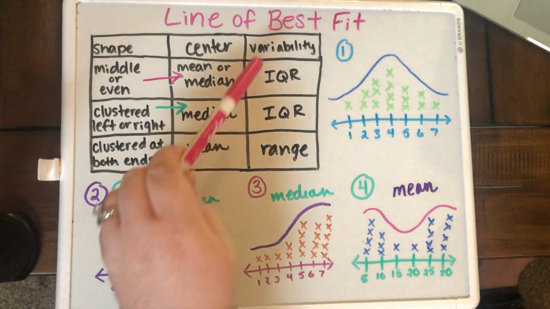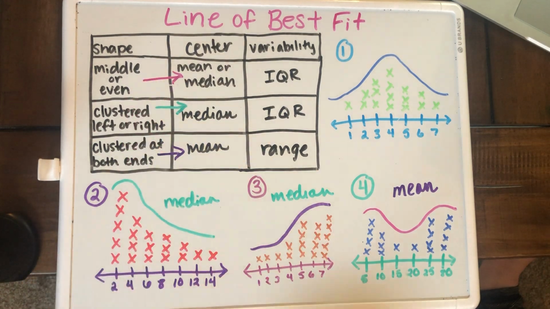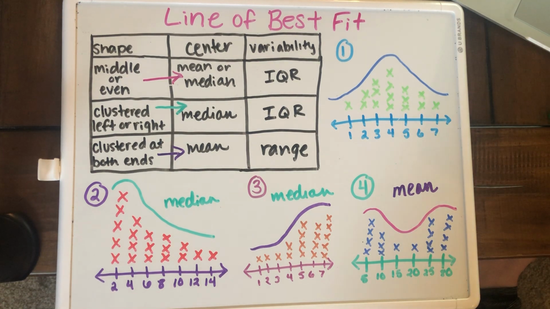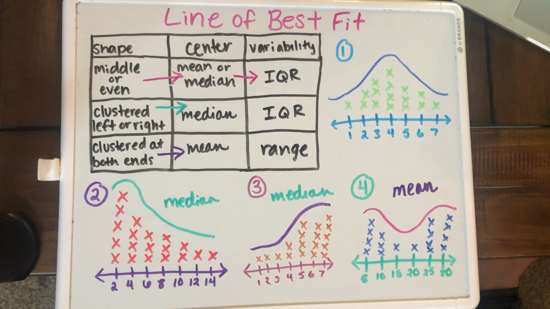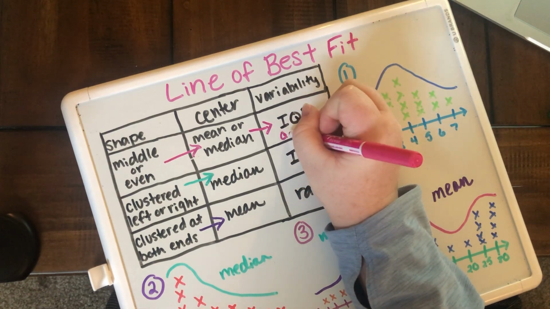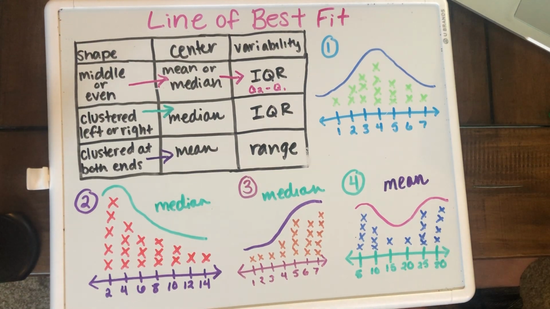So when we're talking about variability, same thing, we're going to go straight across our chart. If we're dealing with the middle or even, the best way to describe the variability would be with the IQR, which if you don't remember is the interquartile range. That's when we subtract Q2 minus Q1. So I'll actually write that right there.